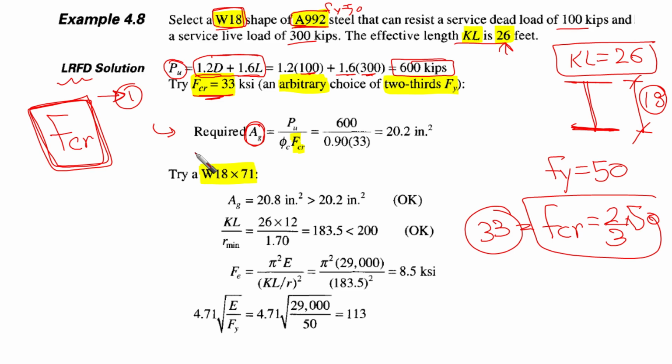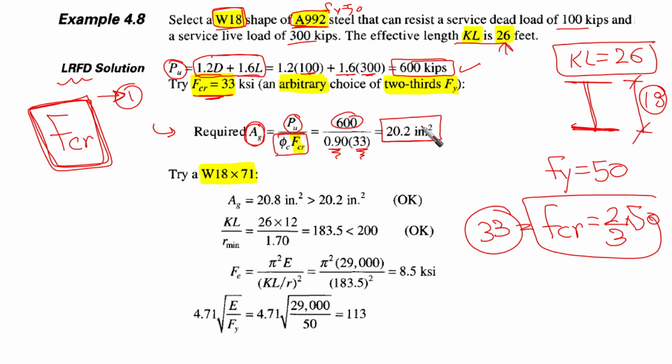It is going to be P ultimate, which is already given for us, over phi C times FCR. This is the available strength for LRFD, and phi C is 0.9, as we know. FCR is our assumption, 33, and here this is 600. So we need 20.2 inch squared. Okay, we are going to the table.